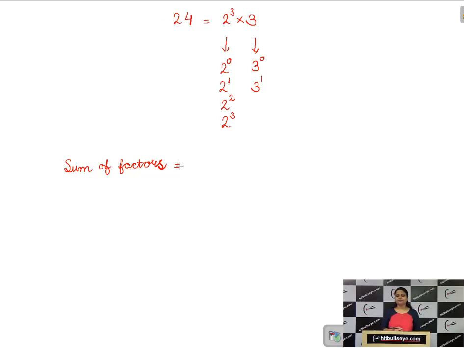Now what is the technique here? We will take every column, which are permissible, corresponding to the column of 2. We will take every permissible power and we will add them up. Into, we will take another column, again the addition of permissible powers. This expression will give you all the factors with addition sign between them.